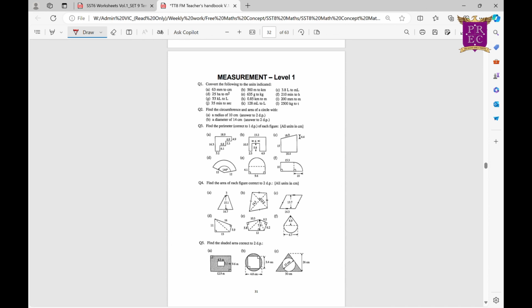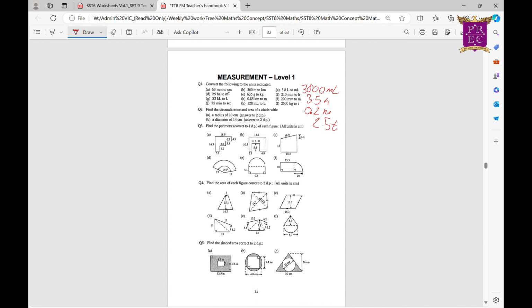Alright, 3.8 liters in milliliters is 3,800 milliliters. I'm just going to do the right hand side. 210 minutes in hours, we just do 210 divided by 60, because there are 60 minutes in an hour, which gives us 3.5 hours. 200 millimeters into meters, 200 millimeters in centimeters would be 20 centimeters. So 20 centimeters in meters is 0.2 meters, because we divided by 100. And the last one, 2,500 kilograms in tons. 1,000 kilograms in a ton, so we just get 2.5 tons.